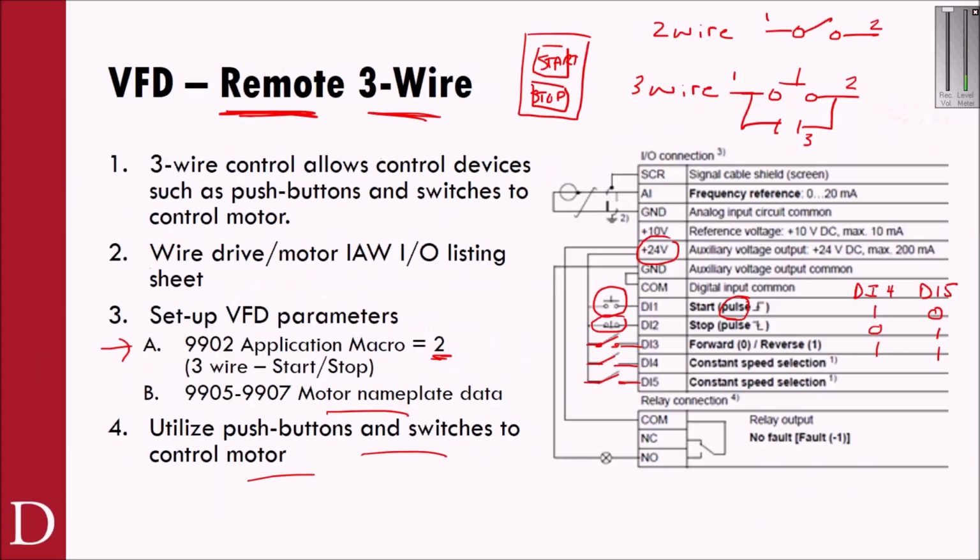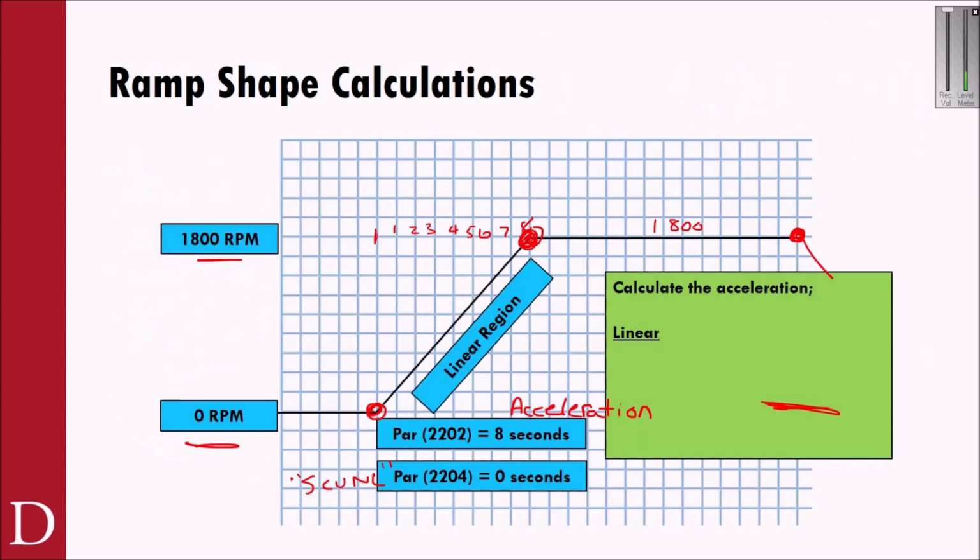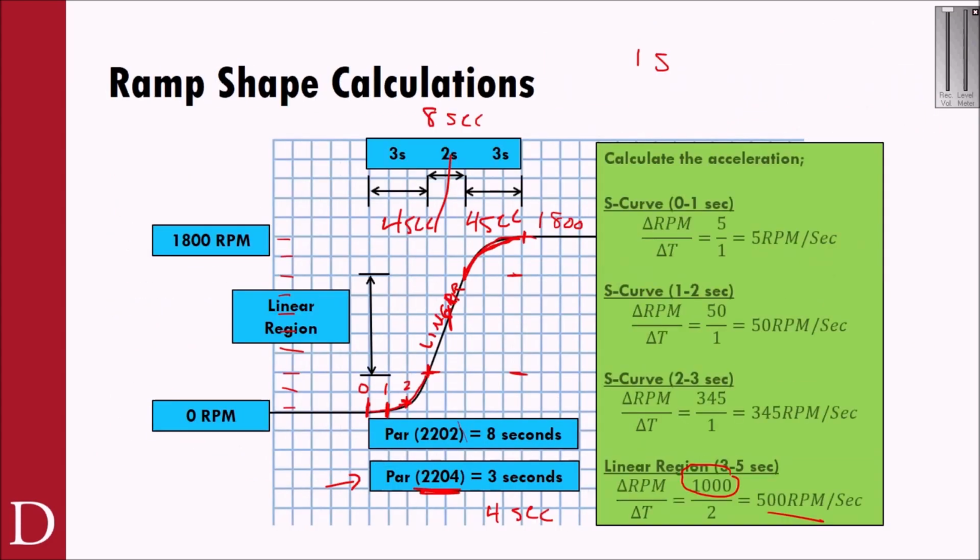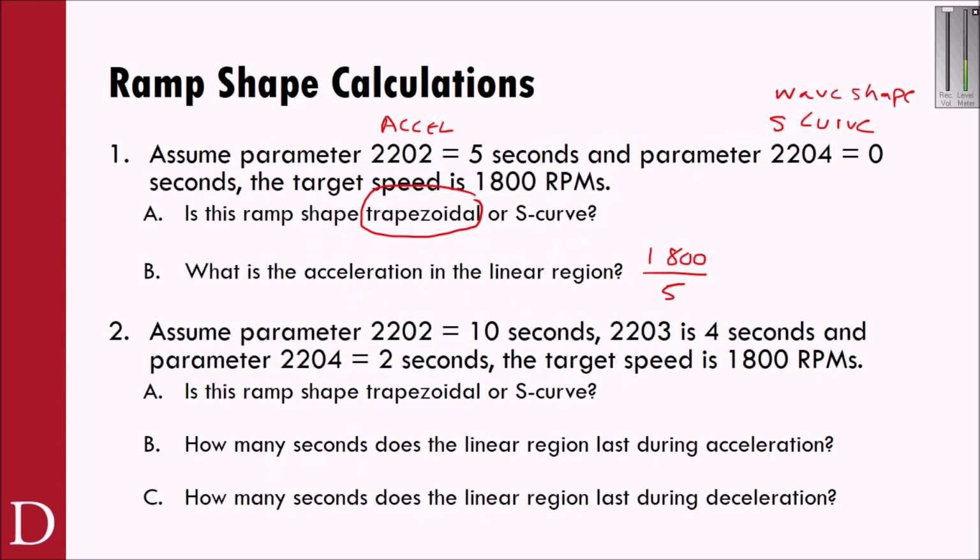Oh, I lost my sheet there. There we go. It appears to be 360 RPMs per second. Okay, because this was RPMs over the number of seconds. Okay, 360 RPMs per second, or probably better written as 360 RPM per second.